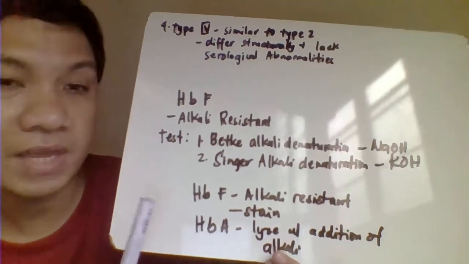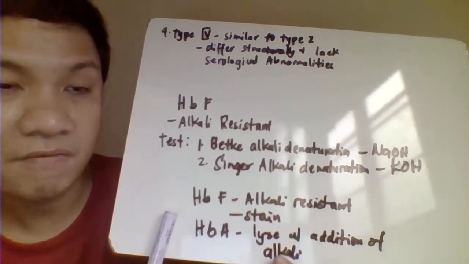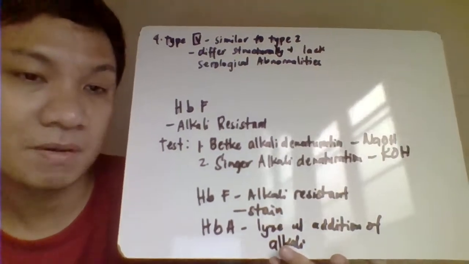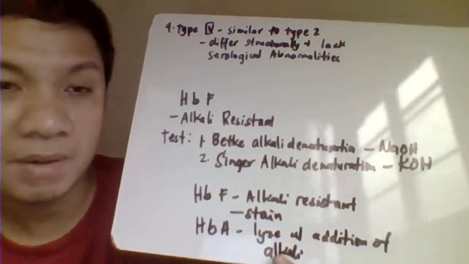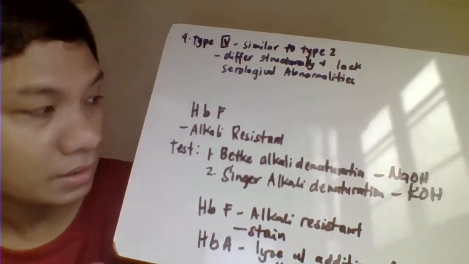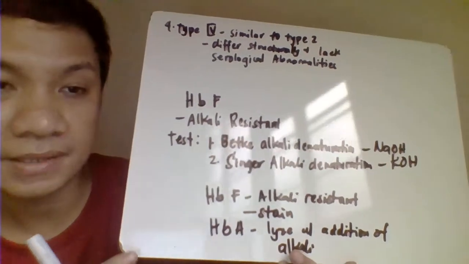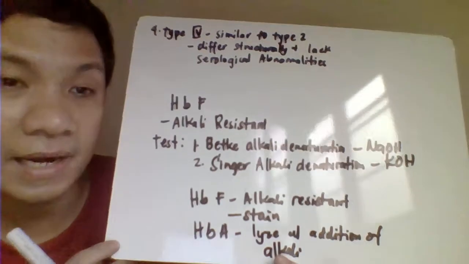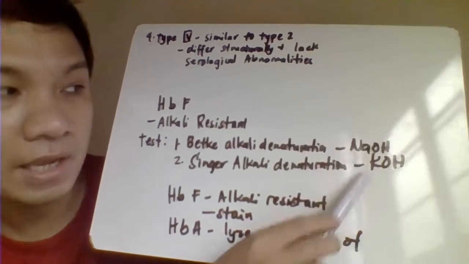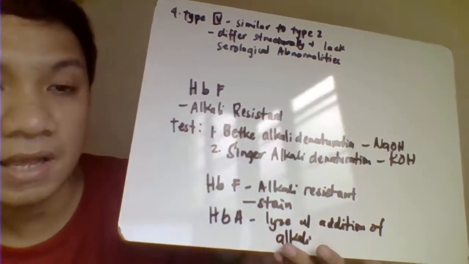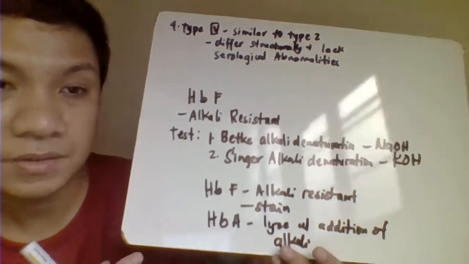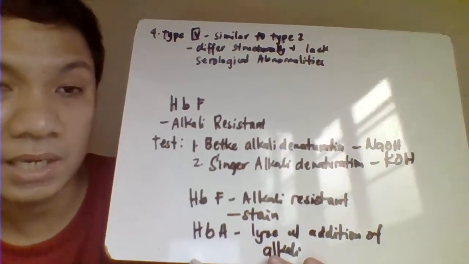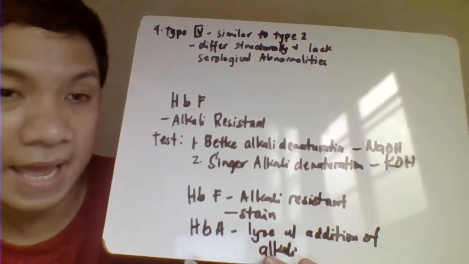And lastly, we have your hemoglobin F. F is for fetal. This will help you identify the RBC of the baby versus the RBC of the mother, for example in a hemolytic reaction. Hemoglobin F is characterized by being alkali resistant. This means that if we add an alkaline solution, like KOH or even NaOH, hemoglobin F will not be affected. It is resistant to alkali.